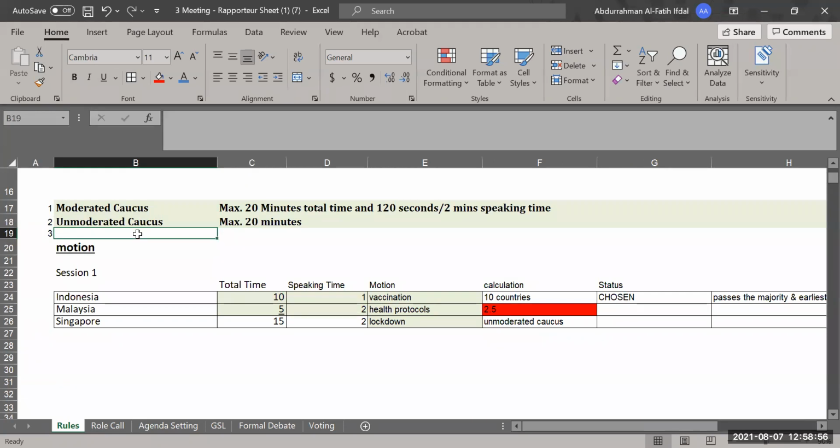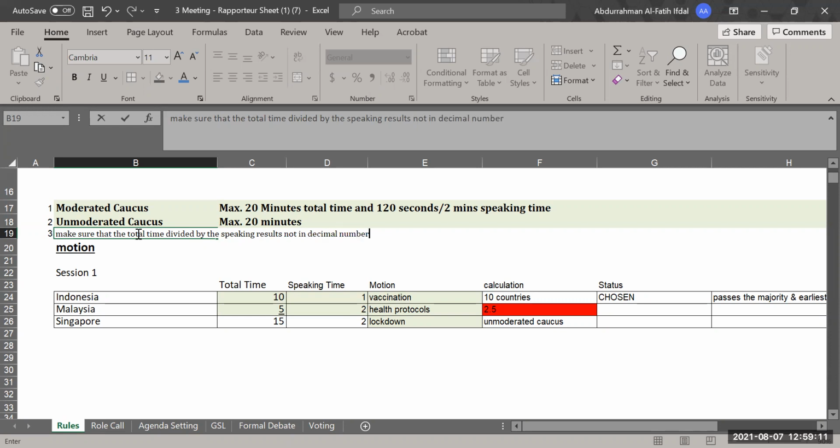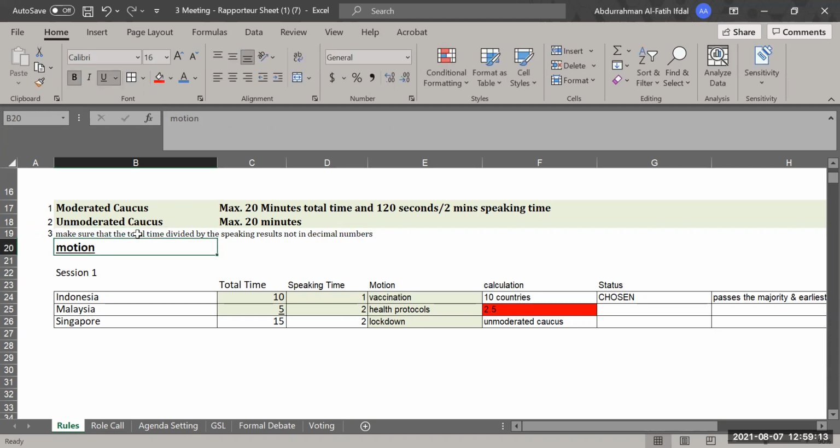The third one is to make sure that the total time divided by the speaking time results not in decimal numbers. So make sure it does not have a point after that. Make sure it's not 2.5, make sure it's not 2.7, make sure that the numbers are exact. It's either 1, 2, 3, 4, or 5. Make sure that it can be counted.